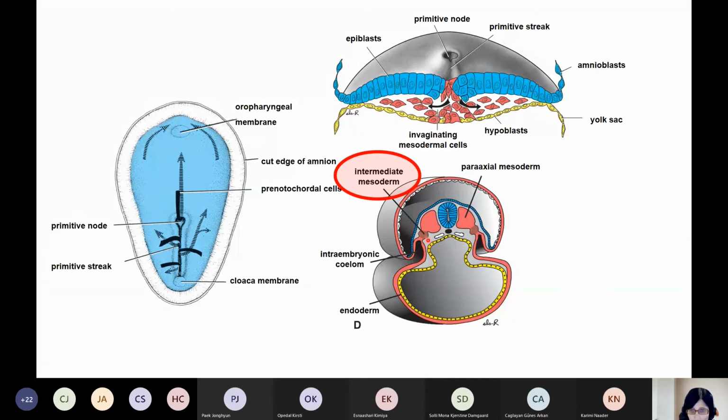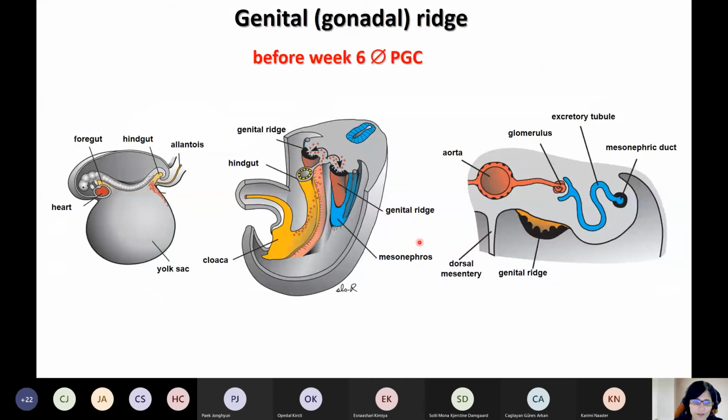Now we concentrate on the intermediate mesoderm. Intermediate mesoderm gives rise to the reproductive system and the urinary system, to the urogenital system, with some exceptions. These exceptions we will mention a little bit later. So we need the intermediate mesoderm. On the next slide, you see what these structures will happen to.